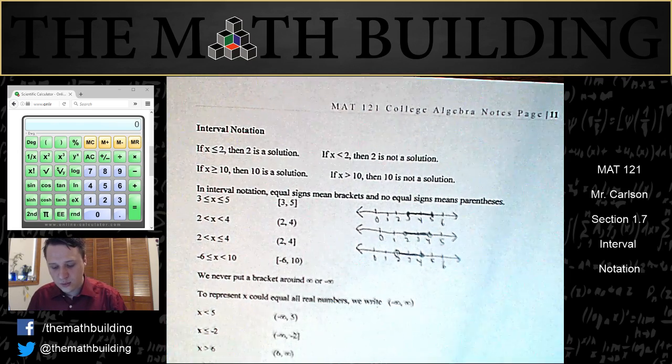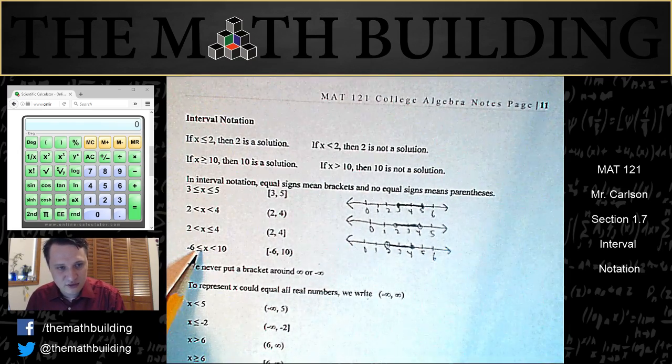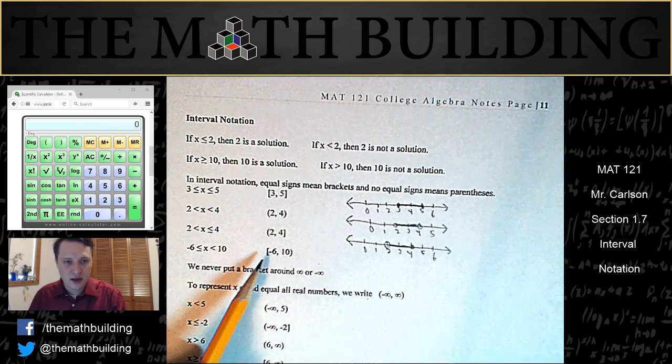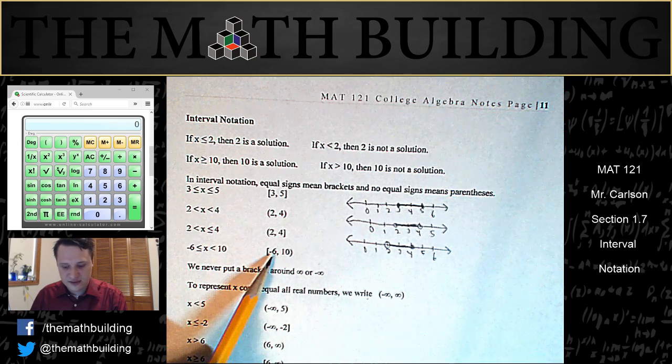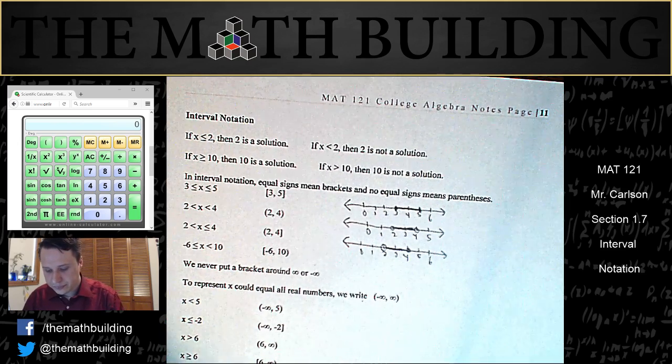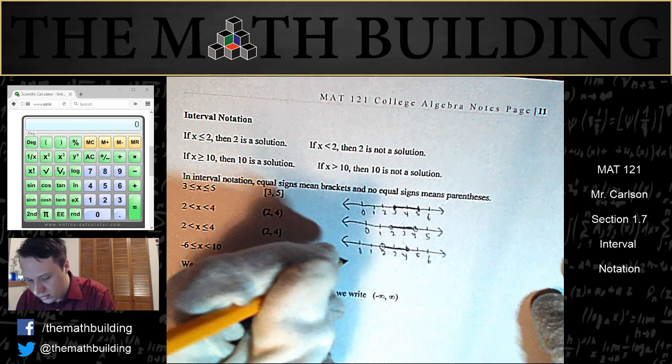And this last one, we are including -6, but not including 10. So it's a bracket around -6 going up to 10. So let's see what that would look like on a number line.